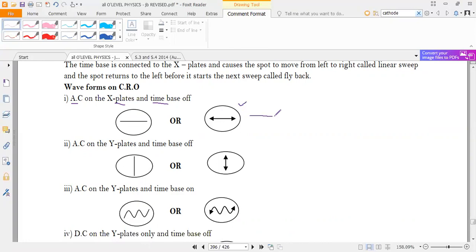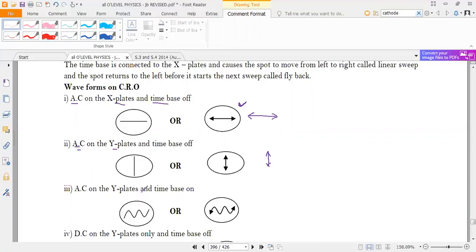So it has arrows in two directions because alternating current moves in both directions. So the best way is to draw it like this rather than drawing it like this. So when alternating current is connected to the Y plates, remember the Y plates cause a vertical deflection. So we shall obtain a waveform which is like this. The arrows pointing in both directions indicate that alternating current is connected.